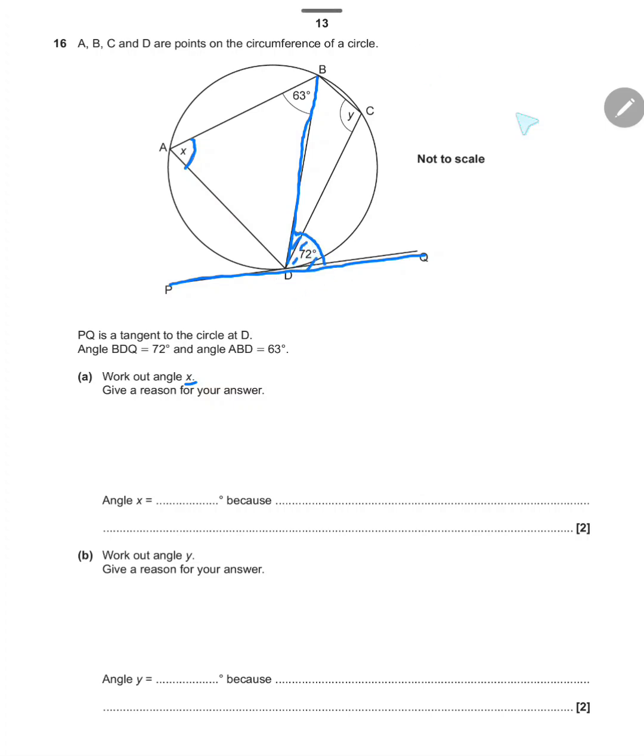What we've then got is an angle coming away from that chord. This x must match 72. This is called alternate segment theorem. So angle X is 72, and the reason is alternate segment theorem. Part B says work out angle Y.